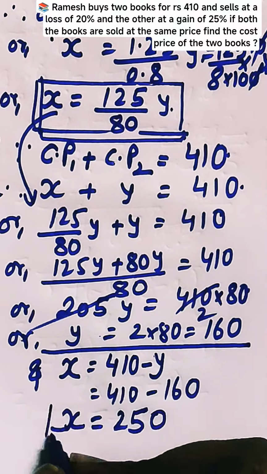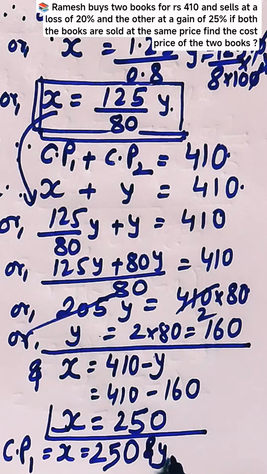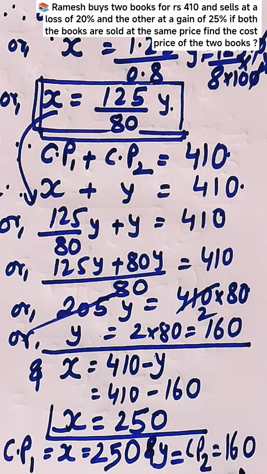Similarly, using the above relation, we get the value of x is equal to 250. So 250 is the cost price of book 1. So 250 and 160 is your answer.